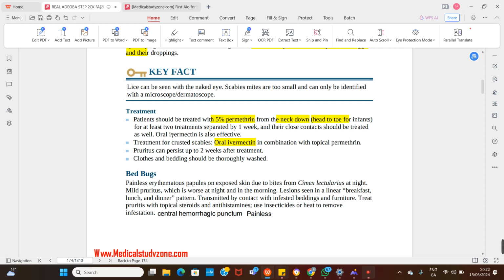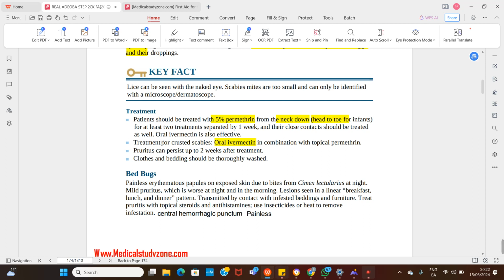So you apply it this week, you don't apply it the following week, you wait for another week, then you apply it again. So apply it now, wait for 1 week, don't apply it. Then after that 1 week, apply it again, so that you can ensure complete resolution of the mite, or complete eradication rather.